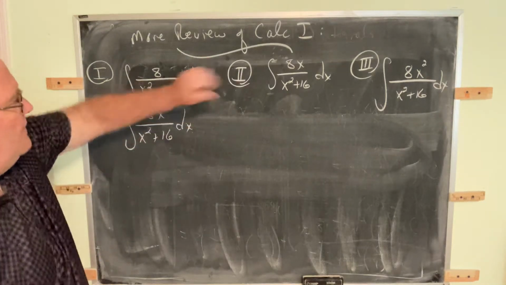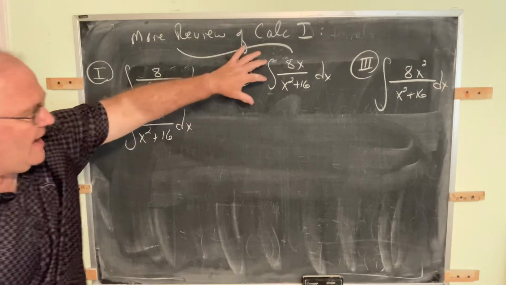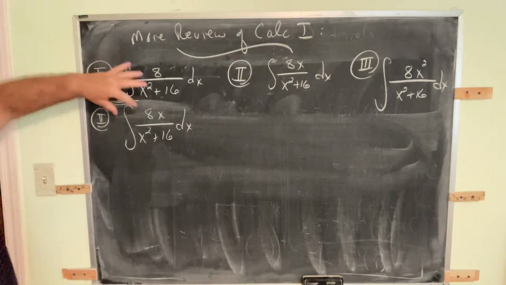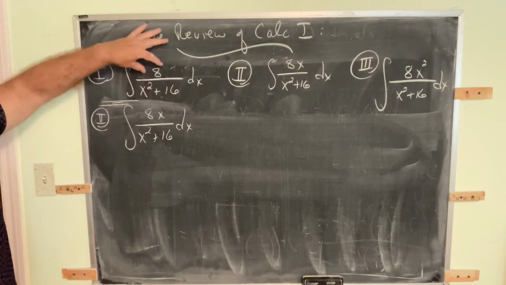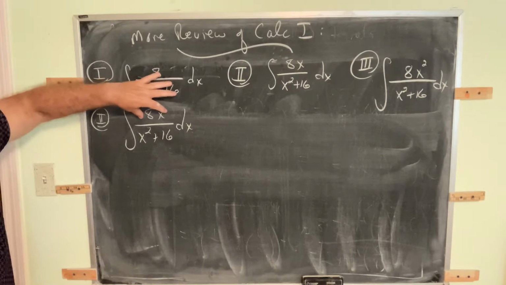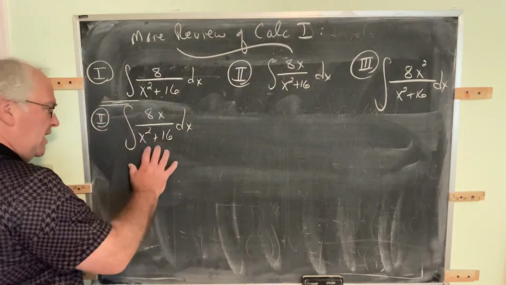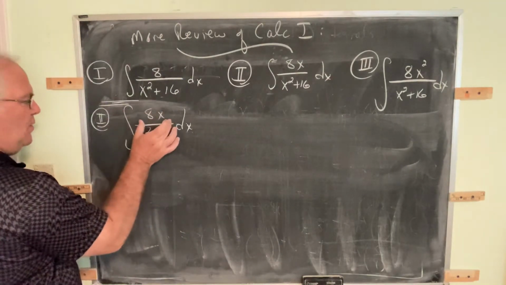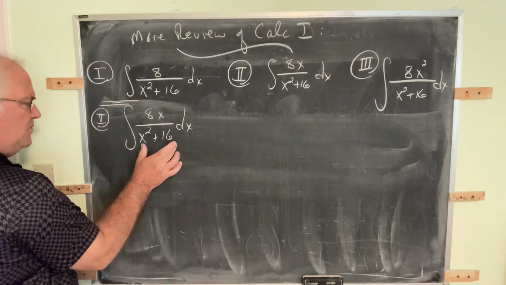All right, the second of these review integrals is, well, it's my 8x in the numerator. Now notice, in this case, this is no longer tangent inverse. Tangent inverse form has a constant in the numerator. This has a variable, x to the first power, in the numerator. So this is an ordinary u substitution because the degree here is 1, whereas the degree here is 2.